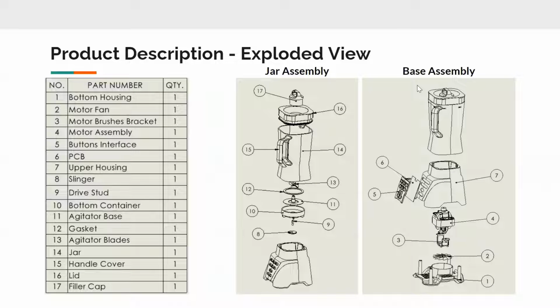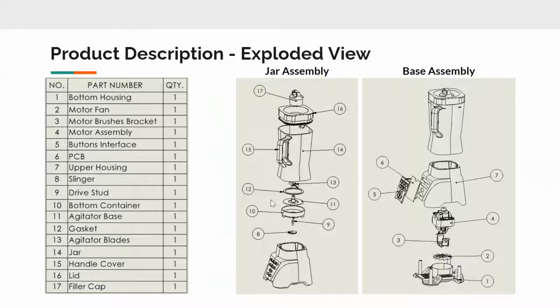So here we can see the exploded view assembly of the blender that we're looking at. In total, we have 17 parts. The motor assembly and the PCB assemblies are each considered one part for simplification, as well as the fact that we can't optimize them in this manufacturing analysis. So in these figures on the right-hand side, we can see the jar assembly exploded view and the base assembly exploded view.